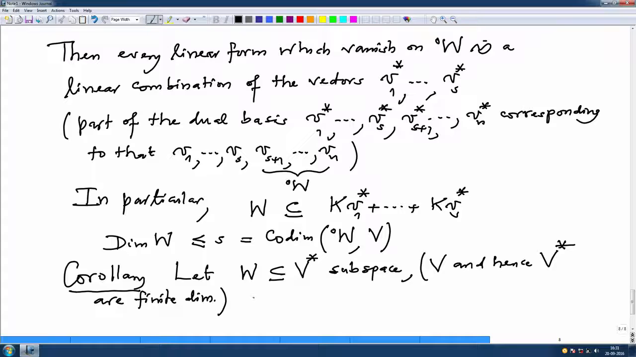Then when you take left circle W, that means you are coming back to a subspace of V, and then take the right circle, you get back W. Okay. And what is always true is this inclusion. This inclusion always holds, without any finite dimensional assumption. So let us indicate the proof.